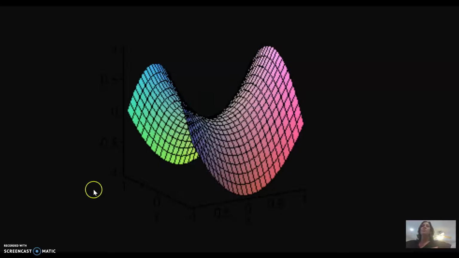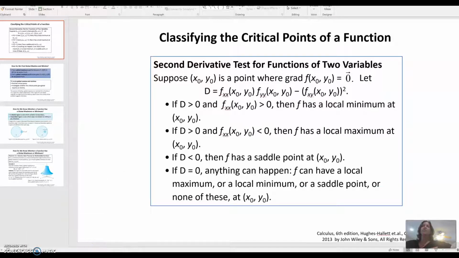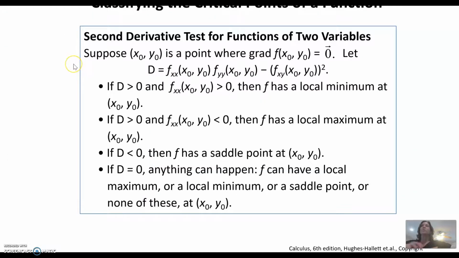Very similar to what we did in Calc 1. So, quick review, and then let's jump in and do some examples. To review, what we started before was classifying the critical points of a function. First, points are critical points if the gradient is equal to 0.